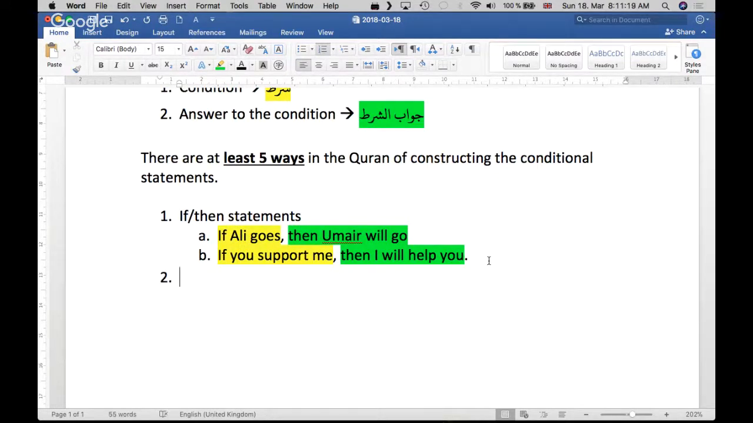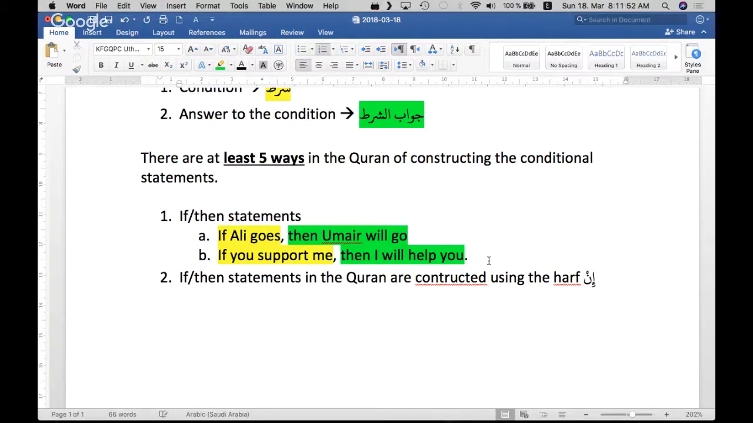The if-then statements in the Quran are constructed using a harf that you already know. Let me write it down here: if-then statements in the Quran are constructed using the harf "in". What do you know about "in"? In, lam, lama, wal falli. Does it recall anything? Does it remind you of anything? This is a lightest harf.